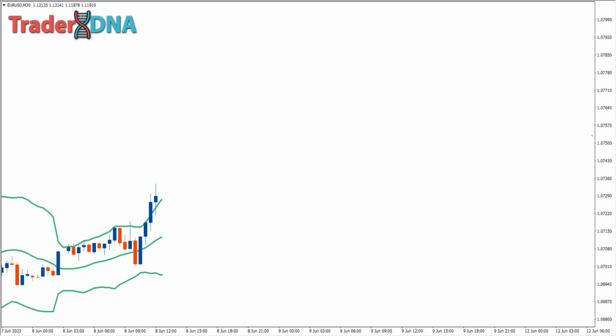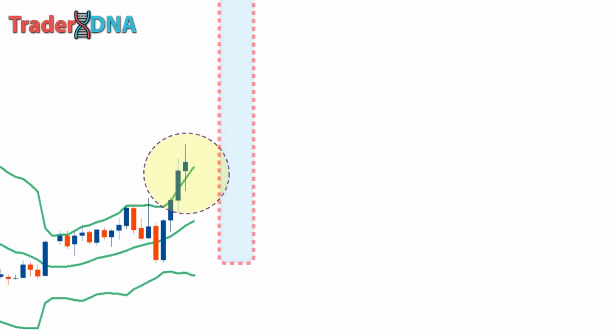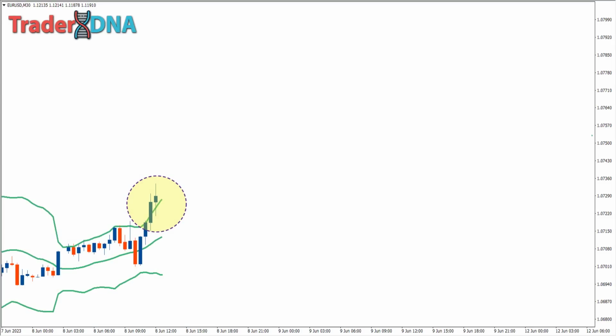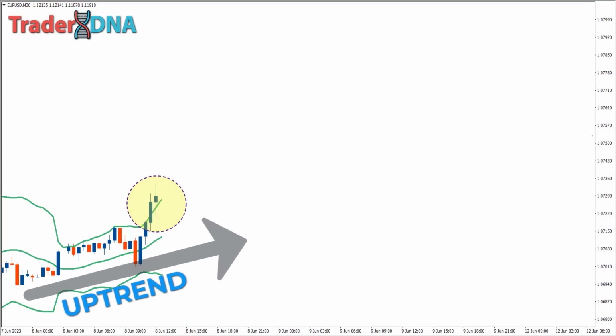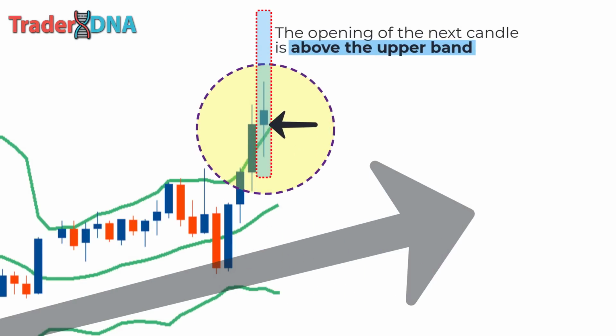First, a strong bullish signal occurs when the price breaks above the upper band and the closing price is outside of the band. However, this signal is considered valid only if there has been a prior bullish trend. The second confirmation is determined by the formation of the next candle. If the opening of the next candle is above the upper band, then a strong bullish trend has truly formed. Additionally, it's important to note that in trending conditions, both bands tend to widen.